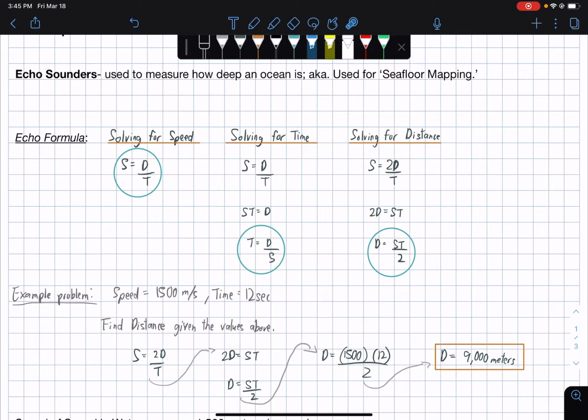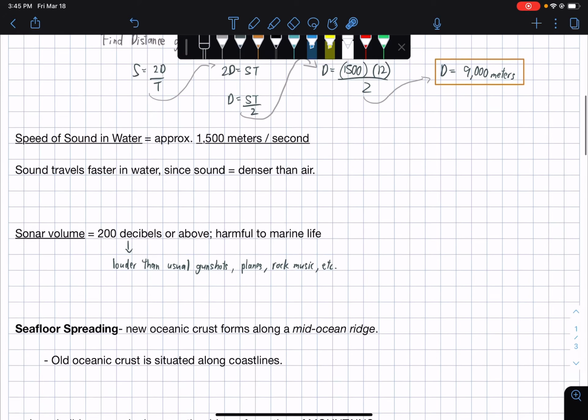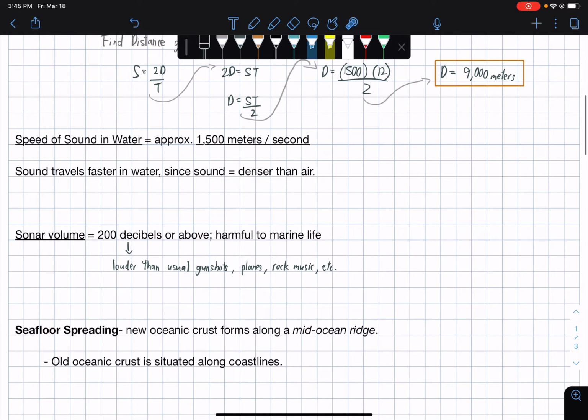So I do hope that you have your calculator with you, scientific or basic. I suggest that you use a scientific calculator. So for distance, it is equivalent to 1,500 times 12, then divided by 2, then you get 9,000 meters. So that's it. Let's move on to other terms that we have to know.